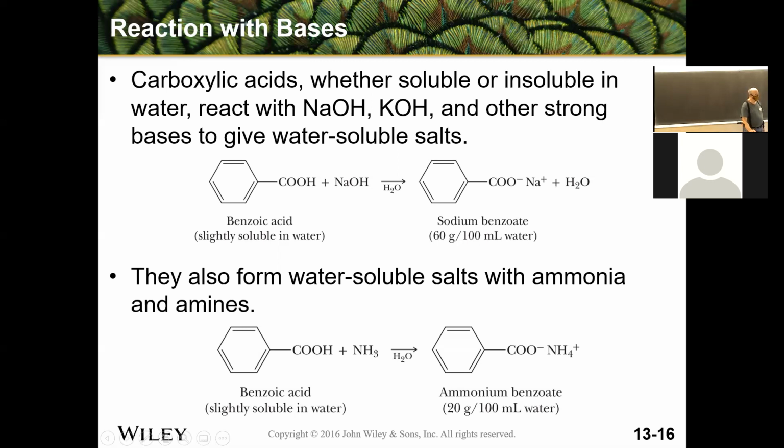When you did the extraction lab, benzoic acid is only slightly soluble in water, and you had that dissolved in methylene chloride. When you did an extraction with sodium hydroxide, that converted it to sodium benzoate, which is now 60% soluble in water.